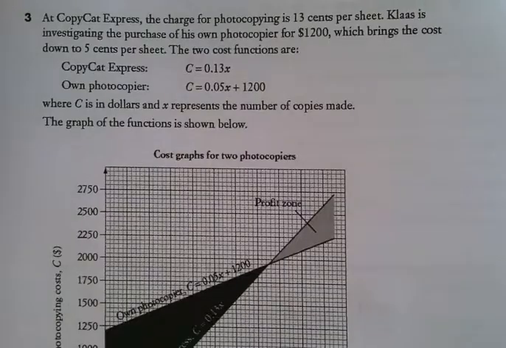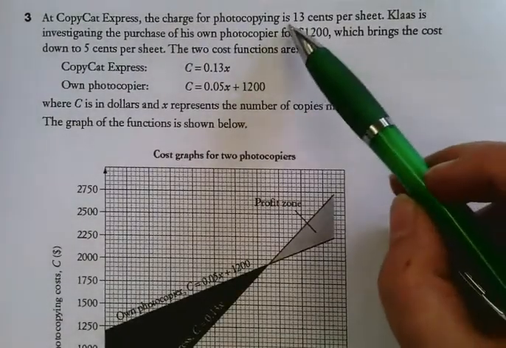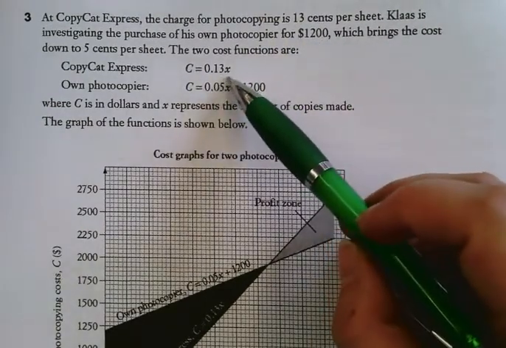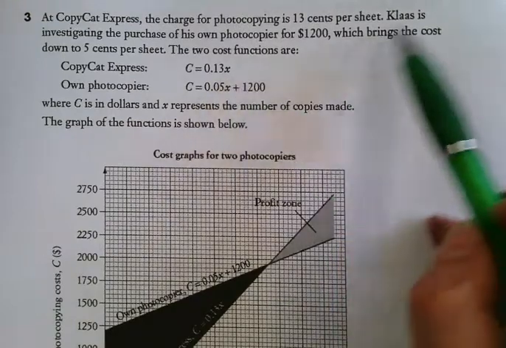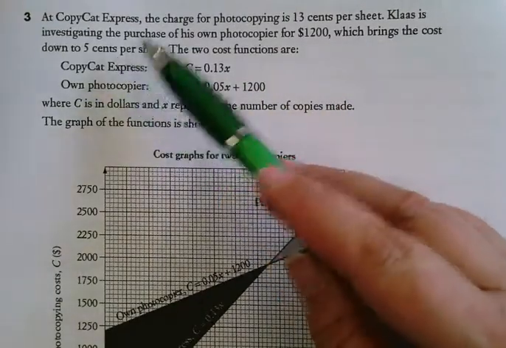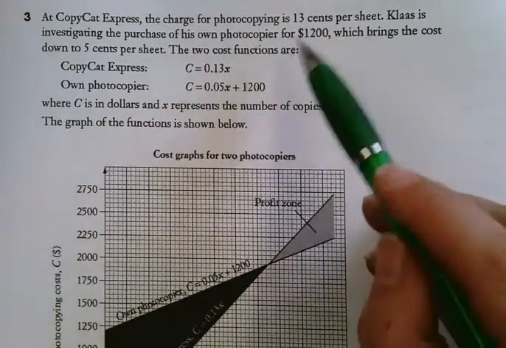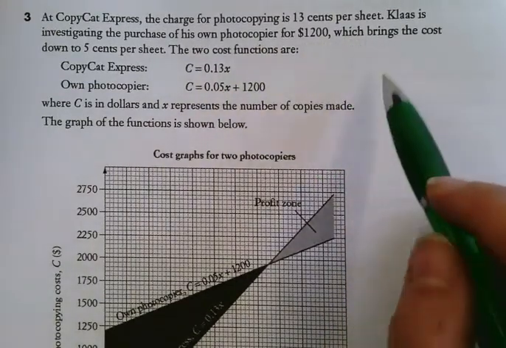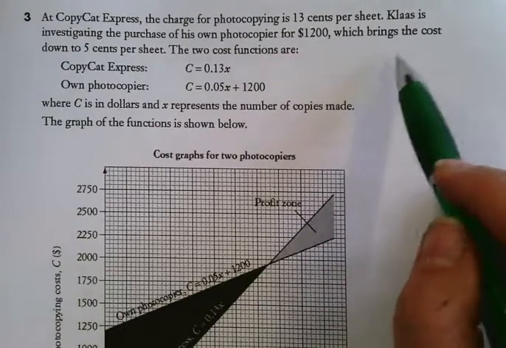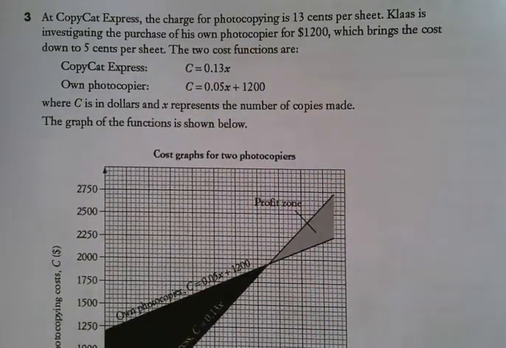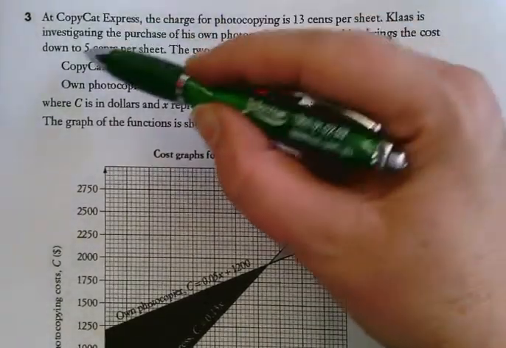Exercise 209. At Copycat Express, the charge for photocopying is 13 cents per sheet. Notice it says 0.13, so they're giving you the cost in dollars, okay? Class is investigating the purchase of his own photocopier for $1,200, which brings the cost down to 5 cents per sheet. So we're looking at two options here.